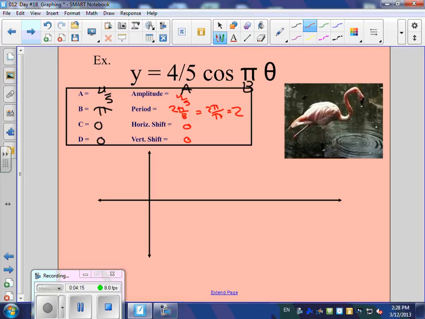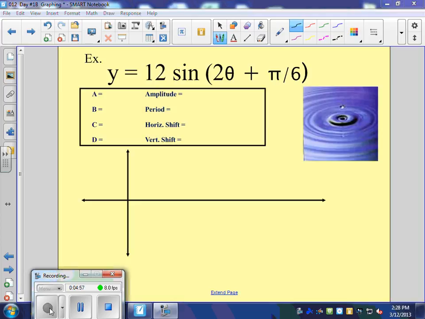What's the cosine of 0? Sine of 0 is 0. Cosine of 0 is 1. So normally this would go up to 1, come down, go back up to 1 again. But what's the amplitude of this one? 4/5. So you put in a little 4/5, -4/5. And then one complete cycle is 2. Half a cycle will be 1. If you wanted to keep going, a 1/2, you could, but you don't need to. And there we did it. We graphed 4/5 cosine pi theta.